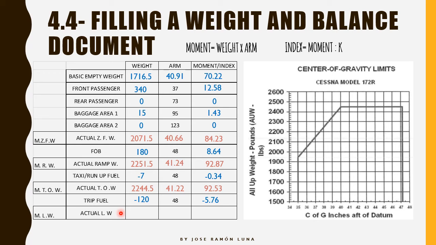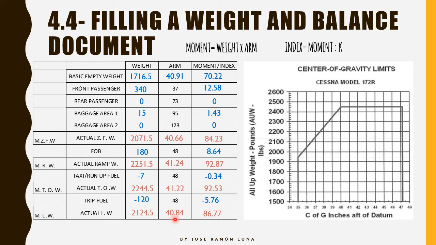Again, another special line. I'm going to add up. I had the takeoff weight. Now I'm going to subtract. Remember, we also subtract here. We are not adding fuel, we are burning fuel. 2,244.5 minus 120 is going to equal 2,124.5. And 92.53 minus 5.76 is going to equal 86.77.